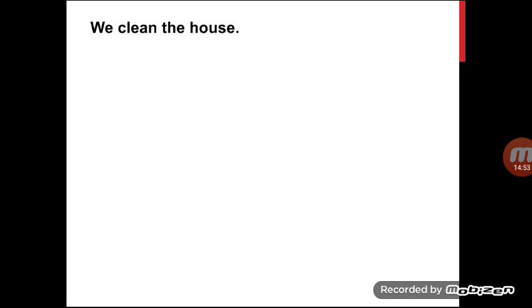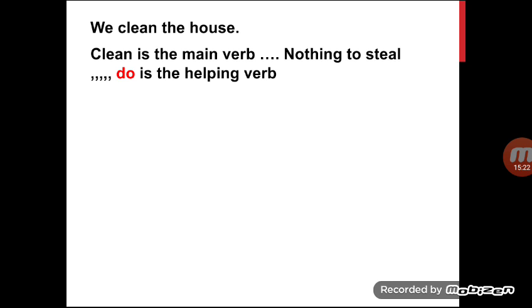We'll have examples. We clean the house. Look at clean. First of all, we don't have an auxiliary verb here. Look at the sentence. We, the subject, clean, main verb, and the house is the object. So, what is the auxiliary? We don't have one. We need help. What will help us? Do, the verb to do. Do comes and looks at clean. There is nothing to steal. So, clean is the main verb, nothing to steal. Do is the helping verb. It is still do. The first step, do, the auxiliary, which we use. We clean the sentence from the beginning.